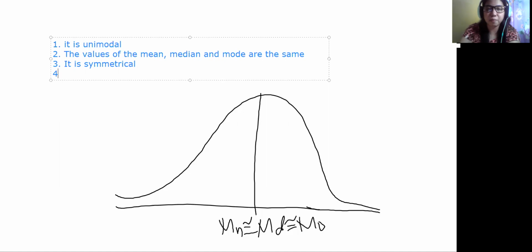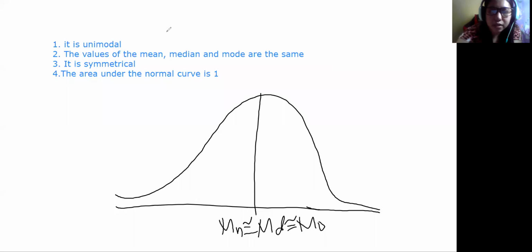And then number 4, the area under the normal curve is 1. So the area here is 1, which means half of it is 0.5 and another half is 0.5. If we convert it into percent, it is 100%, or 50% on one side and 50% on the other side. So this is 0.5 and 0.5. So the total area is 1.